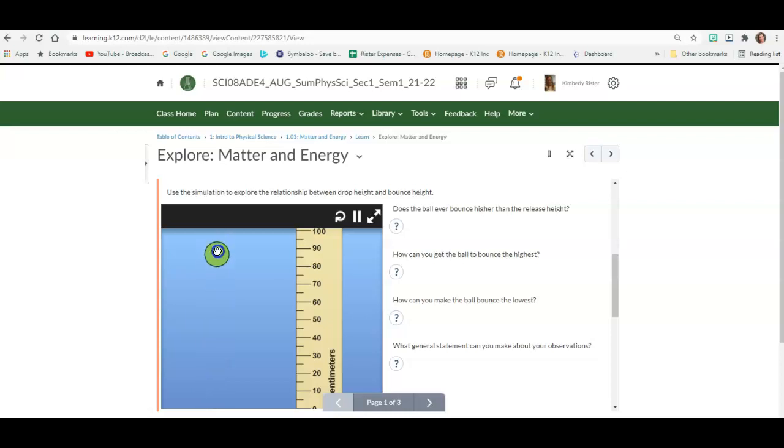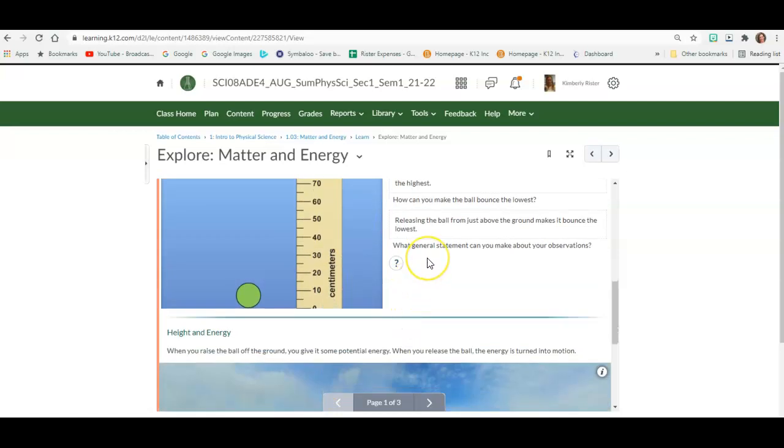Okay, so if we pull it up to 90 and release it, no, it does not. Okay, what about this? How can you get the ball to bounce the highest? So if we release it from a higher point, it's going to bounce up higher. So releasing it from the highest possible point, how can you make the ball bounce the lowest? So this would be barely raising it and dropping it, then it's not going to bounce very high.